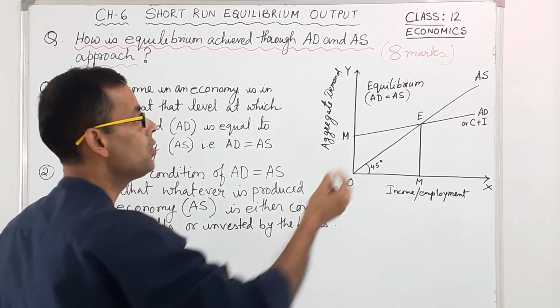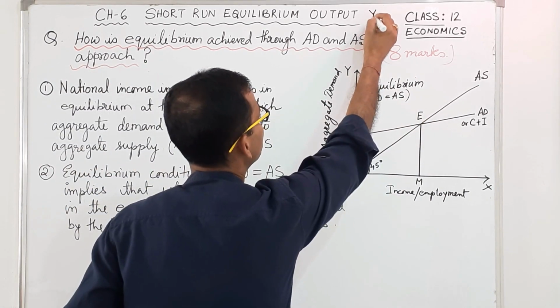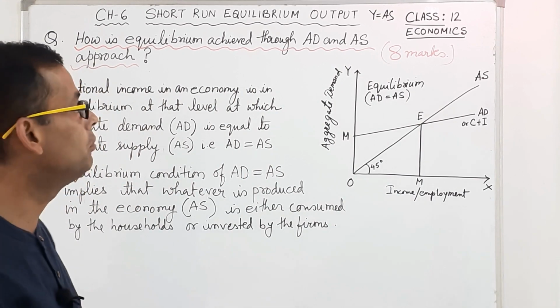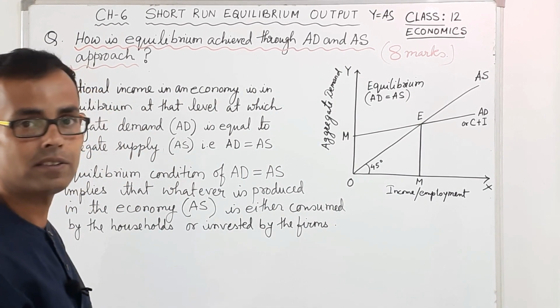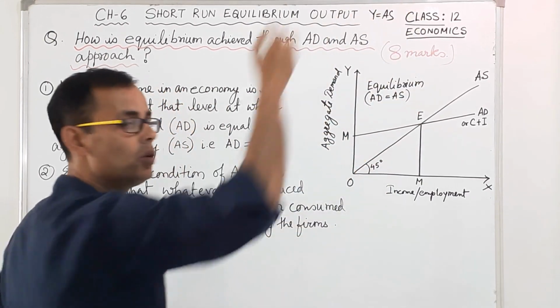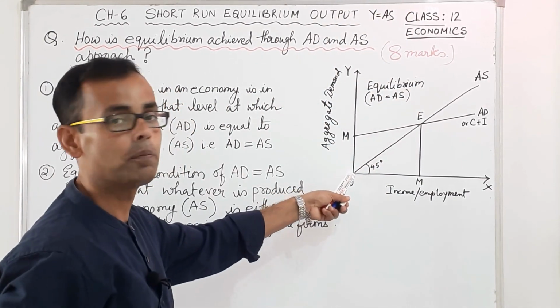Why? Because we know Y equal to AS. Clear or no? Income, national income means Y. Y is equal to AS. And income starts from 0 only. 1, 2, it goes on like this. So it starts from the point 0.